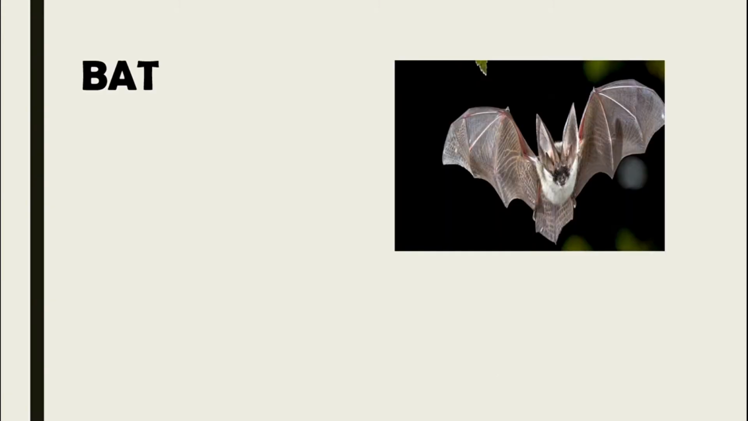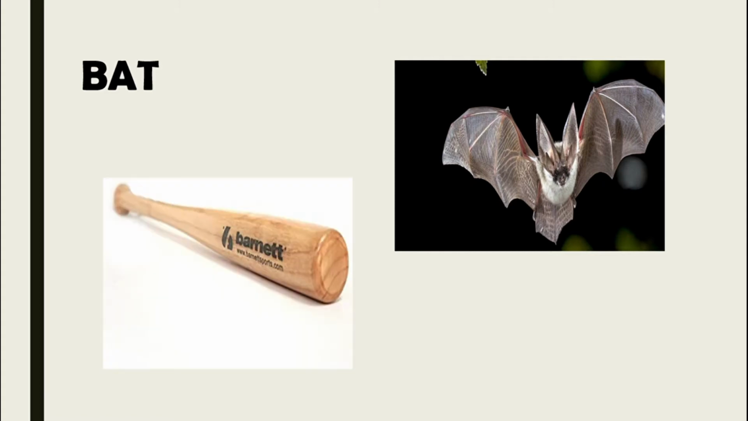Another example is the word bat. When used as a noun, a bat could be a winged nocturnal animal, or a piece of sporting equipment used in baseball. It can also be used as a verb when a player goes up to bat during a baseball game.